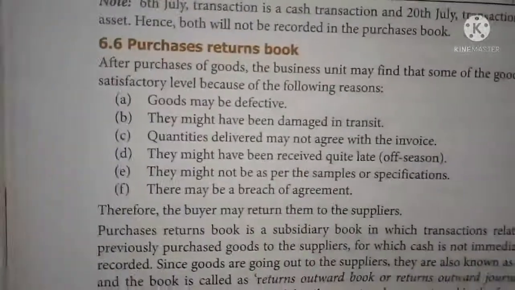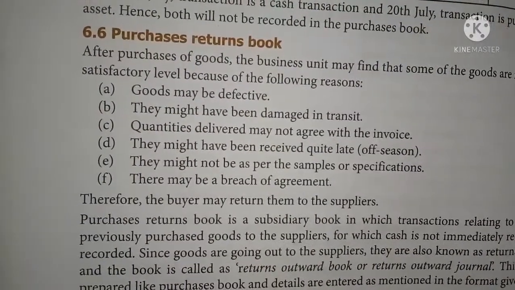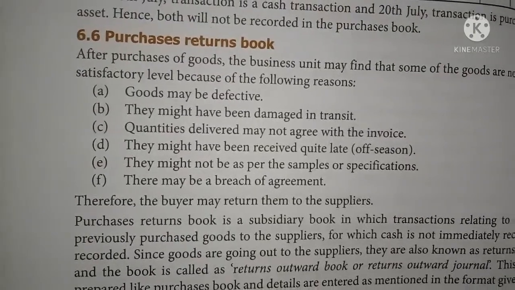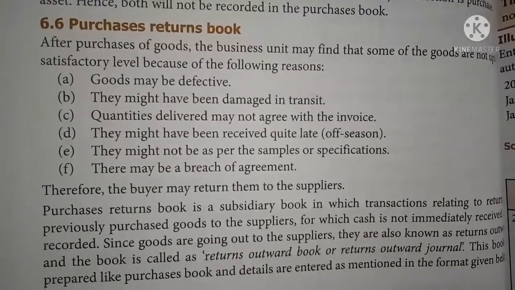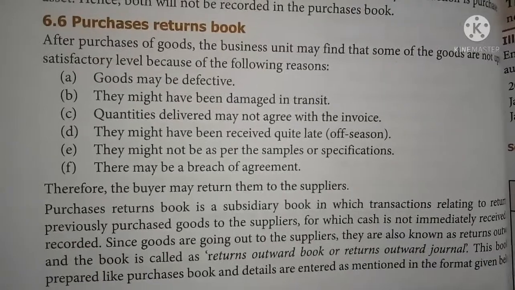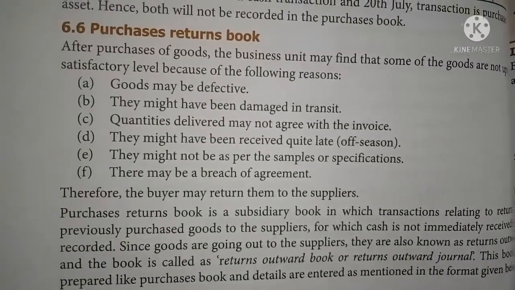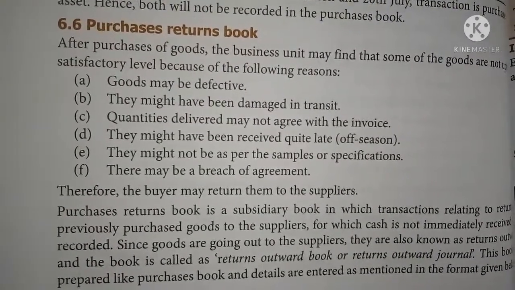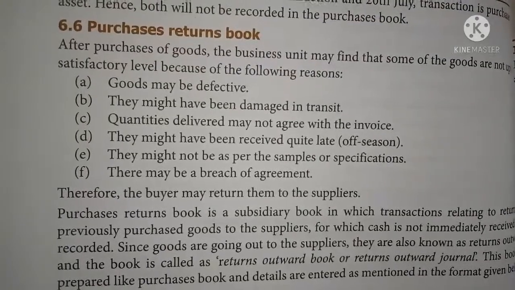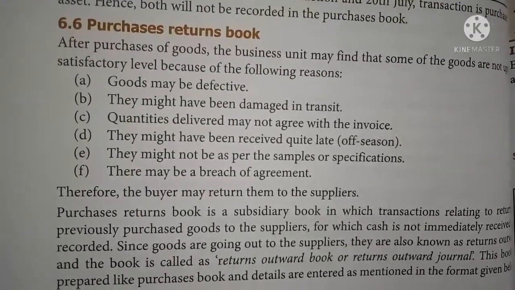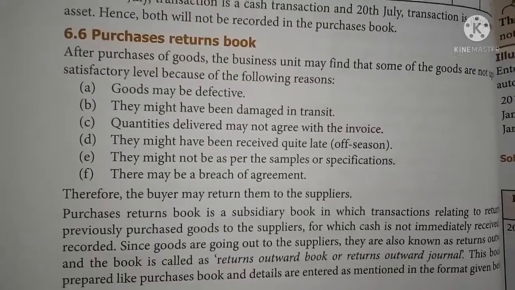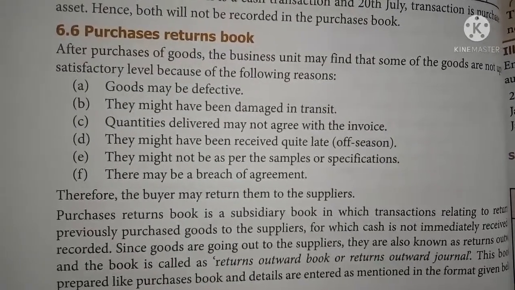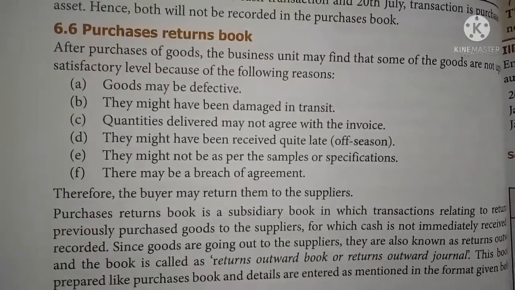Purchase returns book. After purchase of goods, the business unit may find some of the goods are damaged or not related to the sample. For any reason, the goods are to be returned to the supplier. For that purpose, the business concern should maintain purchase returns book. It is also called as return outward book.